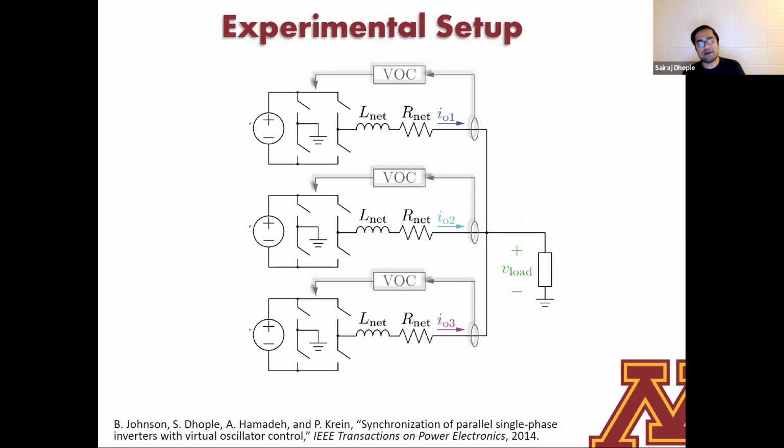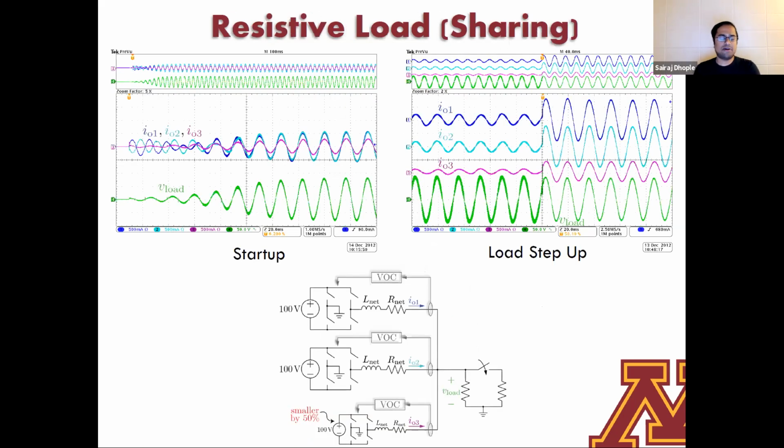And what I'm going to plot are a sequence of oscilloscope waveforms where I'll show you four things. In each of these, I will show you the currents, which are highlighted here in blue, in light blue, and in purple for these three inverters. And I'll also show you the load voltage waveforms that we were able to realize, which is shown here in green. All right, so let's just run through a few different types of experiments.